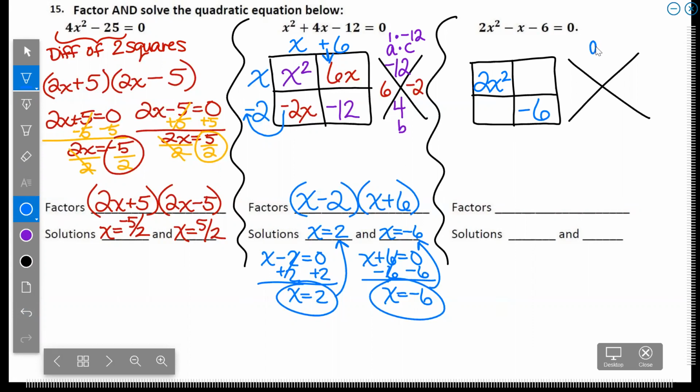So I have to multiply those 2 together. So I'm multiplying 2 and -6. What is 2 times -6? Negative 12. I need two numbers that when I times them together, I get negative 12. So start thinking of your negative 12s again. What about when I add them?